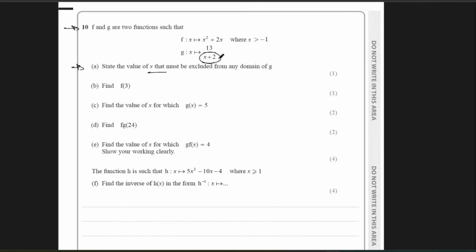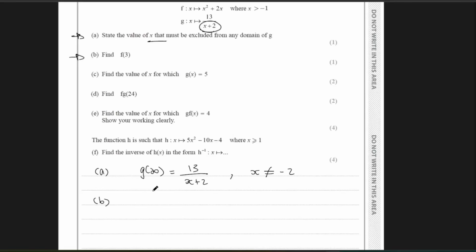If we make the denominator 0, the function would be invalid. So what do we need to substitute in place of x to make the denominator become 0? It would be minus 2. Minus 2 plus 2 would become 0. So x cannot be equal to minus 2. We'll write down the function g of x is equal to 13 over x plus 2, but x cannot be equal to minus 2. If it's minus 2, then the denominator becomes 0 and the function becomes undefined. B, find f of 3.